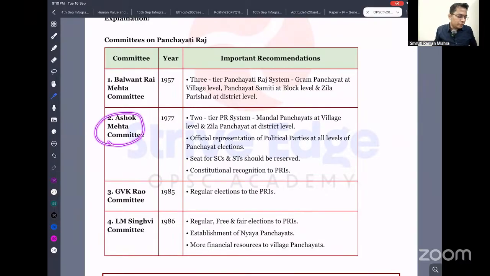The Ashok Mehta committee recommended a 2-tier panchayat system: Mandal Panchayat at the village level and Zila Panchayat at the district level. Official representation of political parties at all levels of the panchayat, so they are talking about political parties participating. Seats for scheduled castes and scheduled tribes should be reserved. This can be a very good question: which committee talks about reservation of seats for scheduled castes and scheduled tribes? Constitutional recognition to the PRI is also very important. They can ask, and I think in previous years they have already asked: which committee on the PRI talked about constitutional status for the PRI? It is the Ashok Mehta committee.